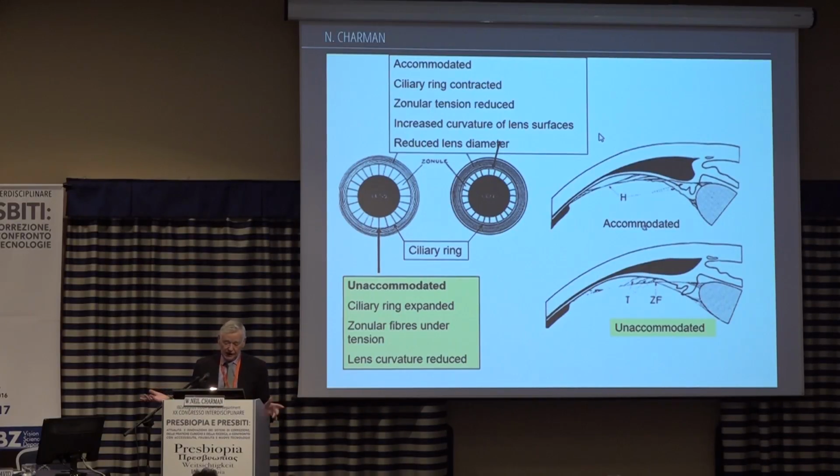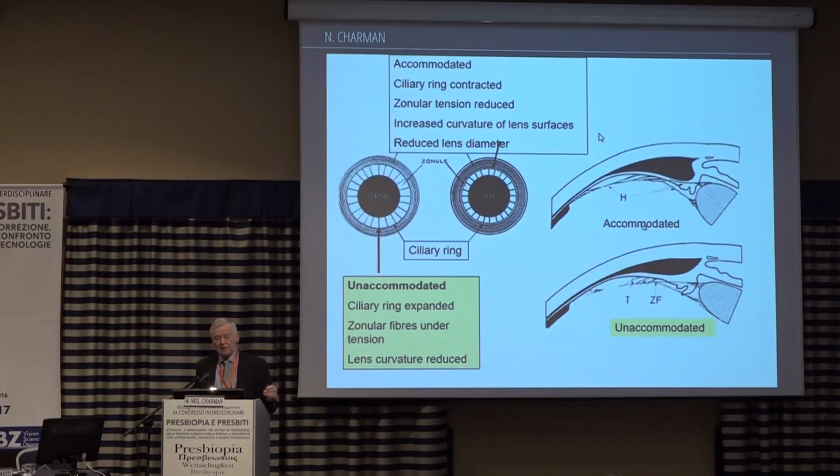And here's an alternative view. On the right-hand side, you'll see a section of the eye, of the relevant part of the eye. At the bottom, we have the unaccommodated state, where the ciliary muscle is in a relaxed state, and the little zonular fibers attached to the equator of the lens are all under tension, all tugging vigorously on the periphery of the lens in order to flatten it.